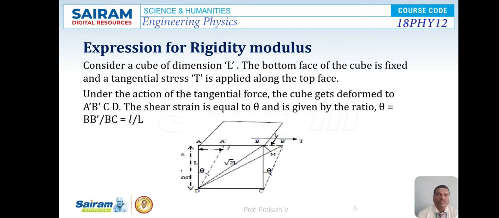Expression for rigidity modulus. Consider a cube of length L. The bottom face of the cube is fixed here, and a tangential force or tangential stress T is applied along the top face. Under the action of tangential force, the cube gets deformed to A dash B dash CD, that you can see in the slide. The shear strain is equal to theta and is given by the ratio theta is equal to BB dash by BC, that is equal to L by capital L.